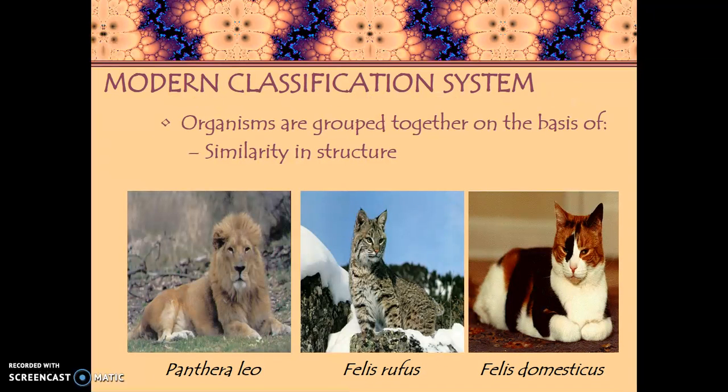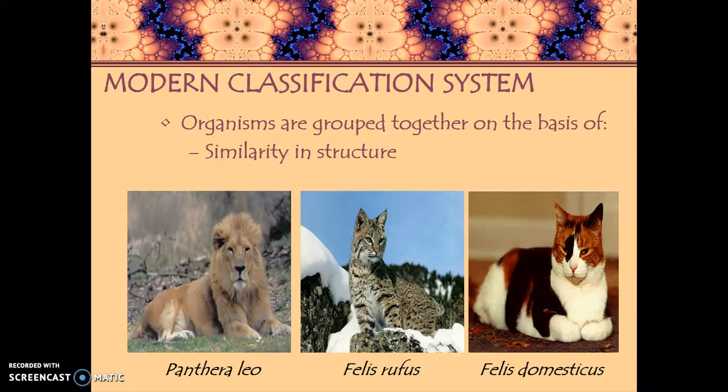So our modern classification system is going to group organisms on the basis of several different things. And you should notice that these things we're basing it on sound really familiar, or it should, because it's the same thing we use as evidence of evolution. Okay, so we're going to classify on the basis of similarity and structure.